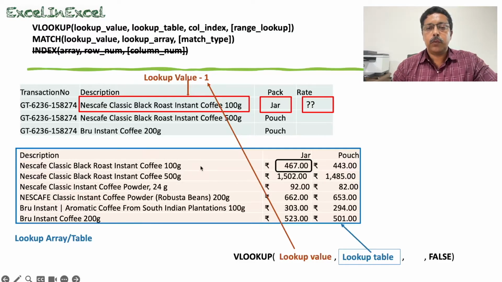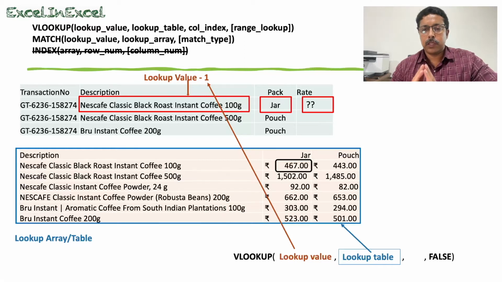However, the question is, how do I know which column to return? I mean, what is the column index? Is the column index this 2 or the column index this 3, which depends on the pack, and therefore for this we would have to use a match. We can't use a lookup V or H because they return a value, and I need a position out here, because position is what I'm interested in here.